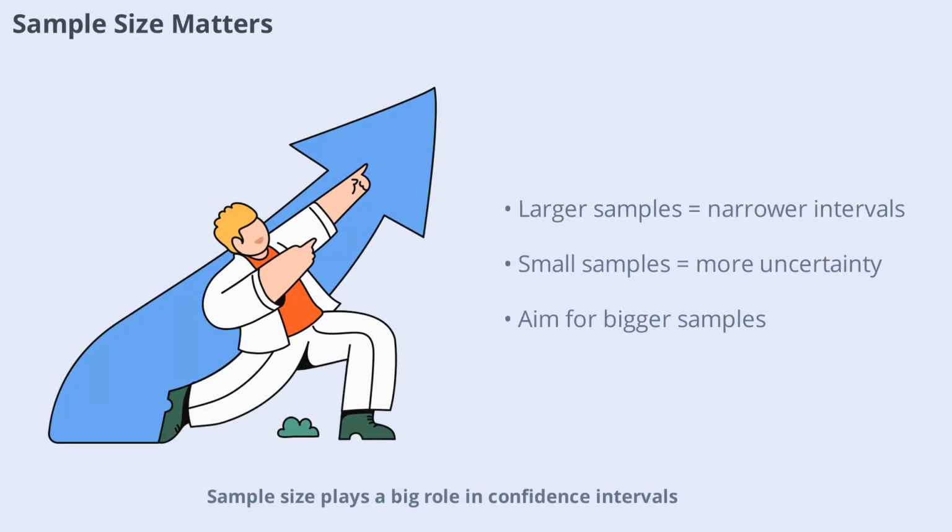Sample size plays a big role in confidence intervals. Larger samples provide more information and lead to narrower intervals, meaning your estimate is more precise. Small samples result in wider intervals, reflecting greater uncertainty. This is why researchers aim for larger sample sizes whenever possible. It's a simple way to improve the reliability of your estimates and make your confidence intervals more meaningful.